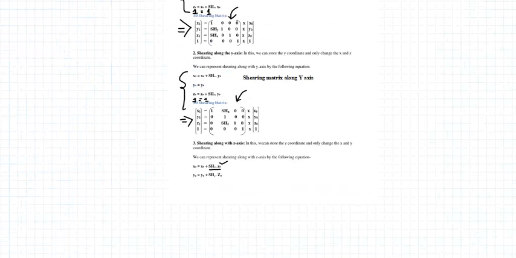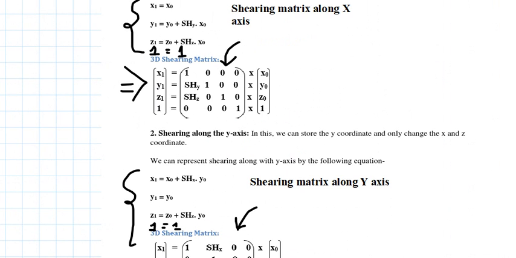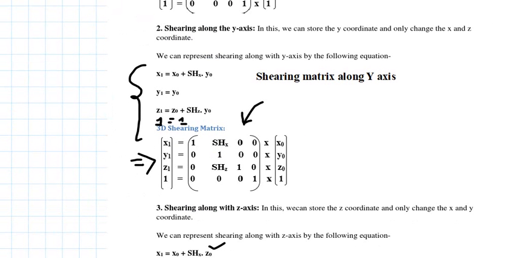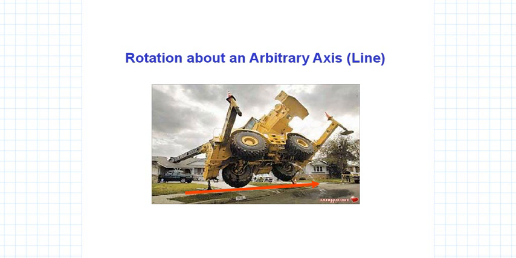Yes, it's here. You can represent shearing in 3D by using three matrices. Shearing matrix along x-axis, where it is. Then using shearing matrix along y-axis, here it is. And lastly, shearing matrix along z-axis, here it is. Now this was shearing. Let's look at now rotation about an arbitrary axis in 3D.